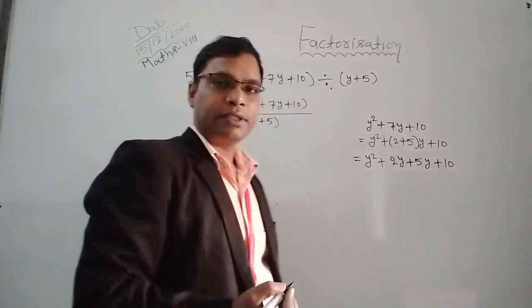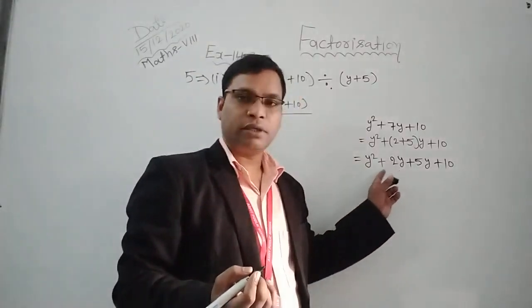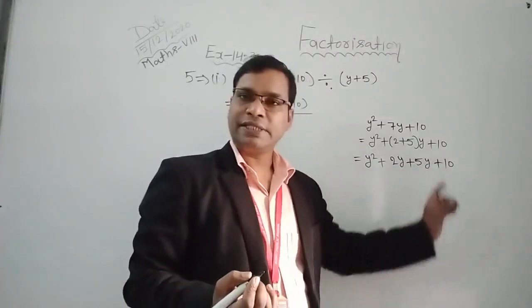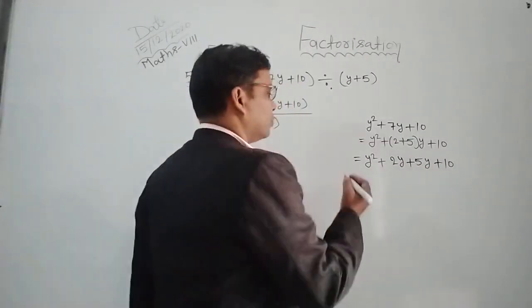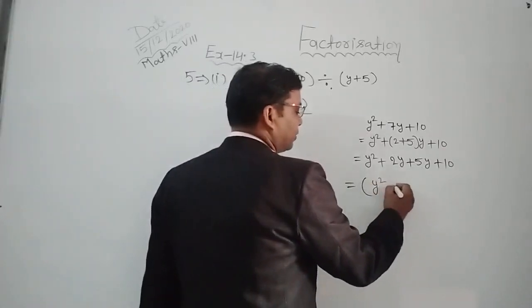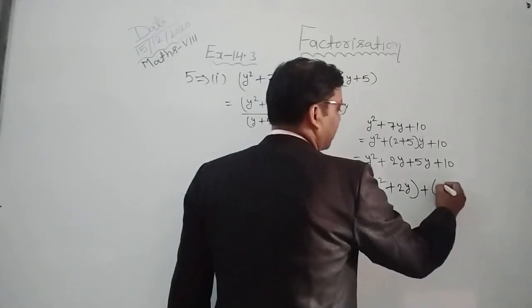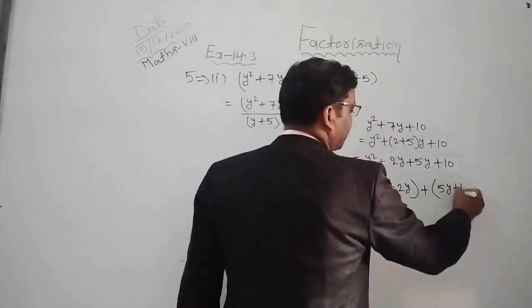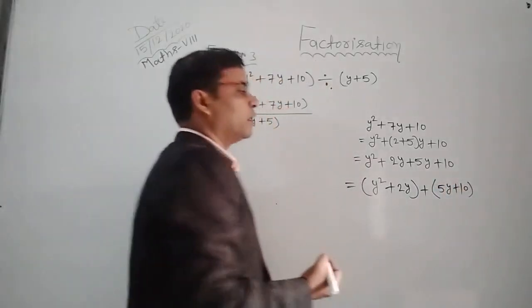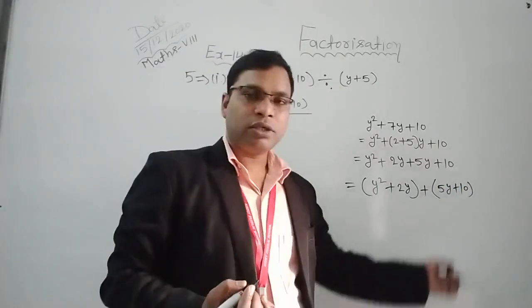Okay. After this, we group it. We take the first two terms in the first group and the last two terms in the second group. So we can write here in the first group y square plus 2y, and in the second group 5y plus 10. This is clear. You can see the first group and the second group.